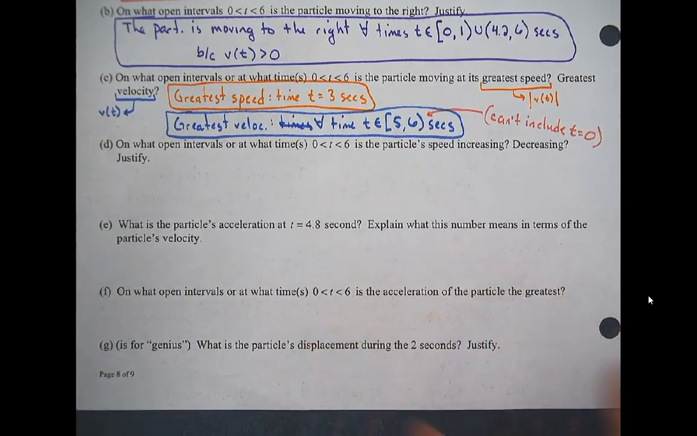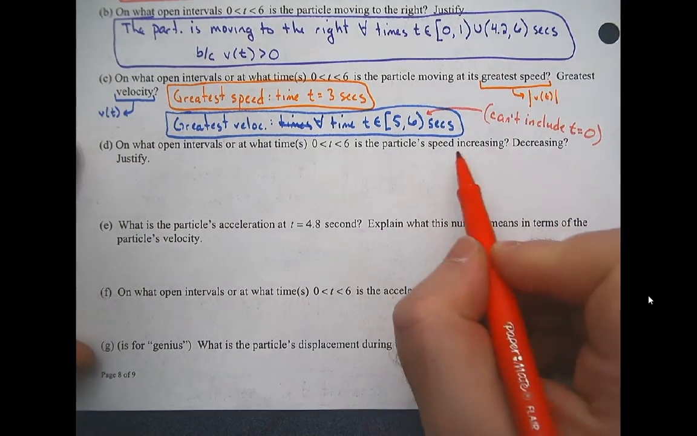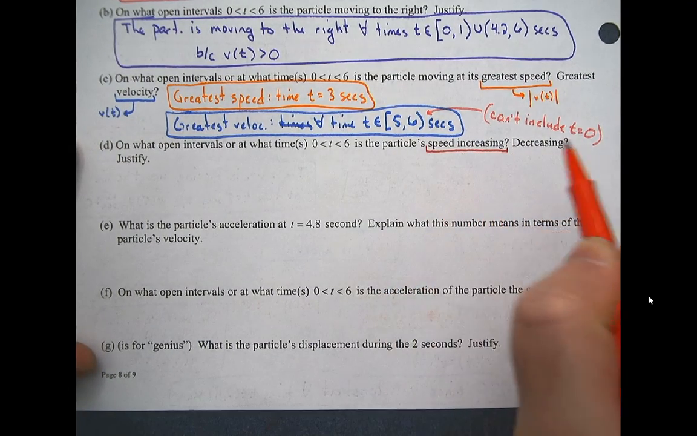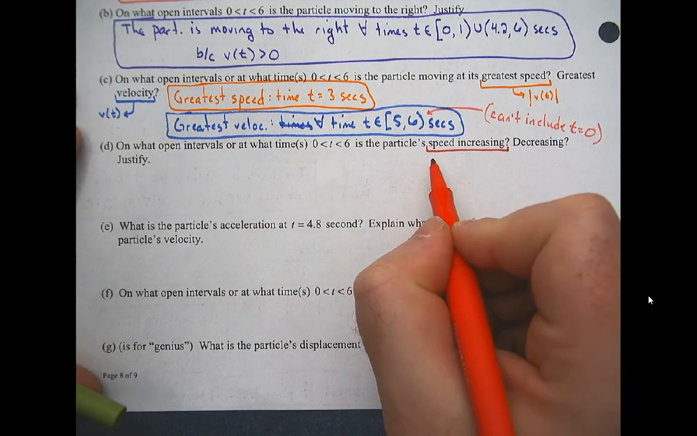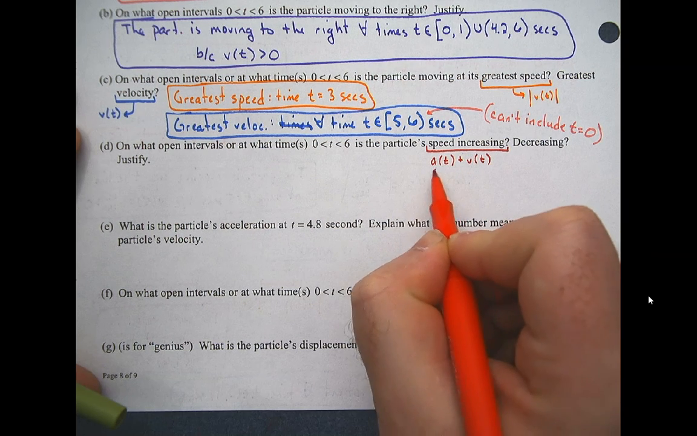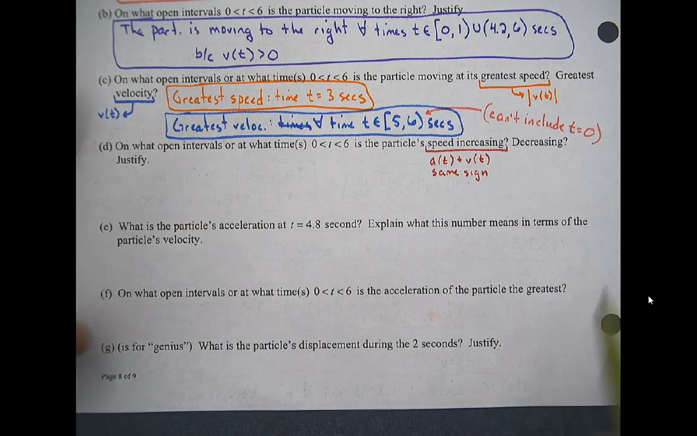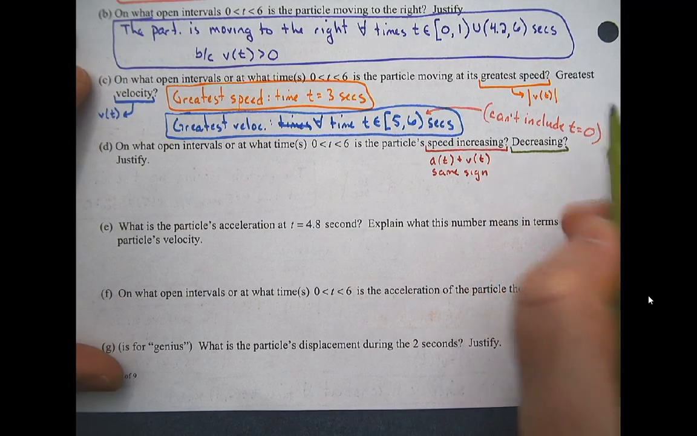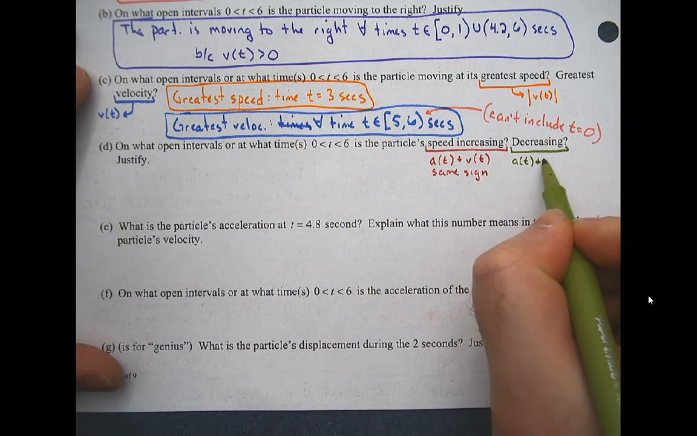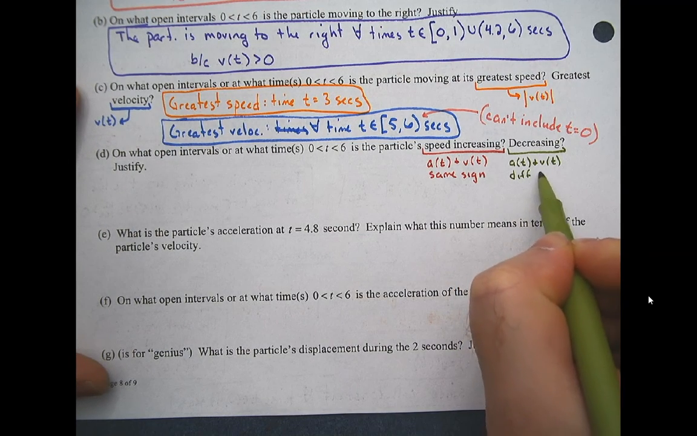On what open intervals or at what times is the particle's speed increasing, or when is it decreasing? So I want to leave myself a little note here. When is a particle's speed increasing? Do you guys remember? It's when acceleration and velocity have the same sign. When is my particle decreasing? When acceleration and velocity have different signs.